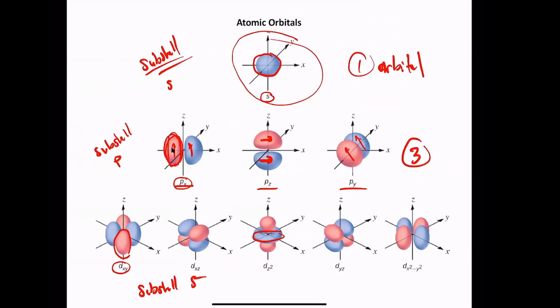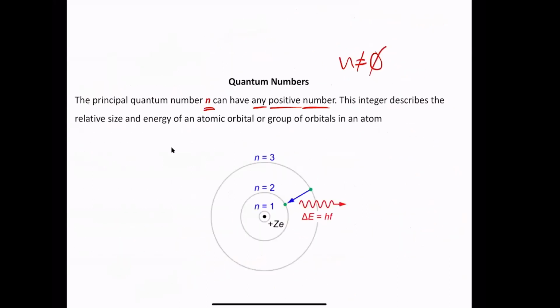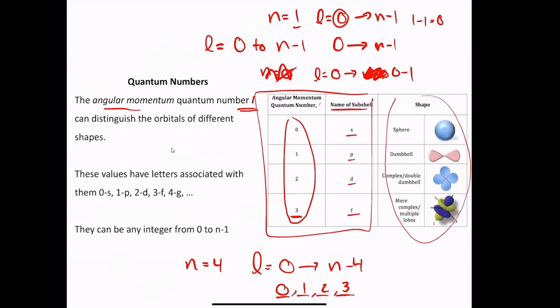This is L equals 0. This is L equals 1. That's P. L equals 2. That's D. L equals 3. The name of that subshell is F.